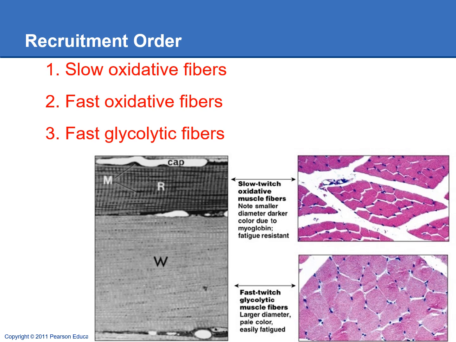So recruitment order, when you start to pick up something, for example, you're going to recruit the small motor units first, so that would be your slow oxidative fibers and the small motor units. And then if that's not enough power, then you kick in your fast oxidative fibers and your intermediate motor units. And if you still need more force, then you'd get your large motor units that contain your fast glycolytic fibers to contract.